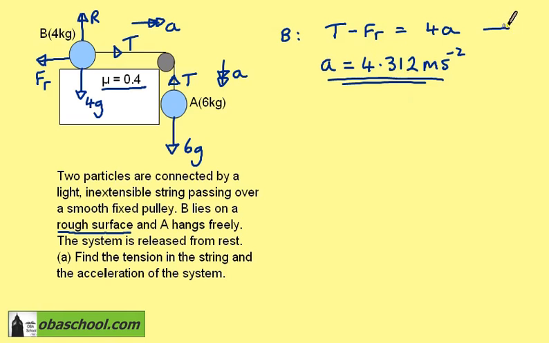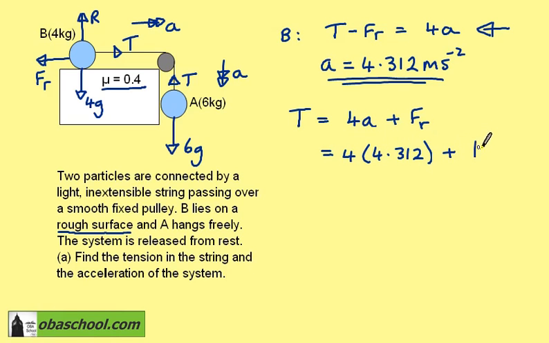We now consider the equation T minus Fr is 4a. Together with the value of a we just calculated, we get the tension is 4a plus friction, which is 4 times 4.312 plus the frictional force of 1.6g, and this calculates to give us 32.928 newtons.